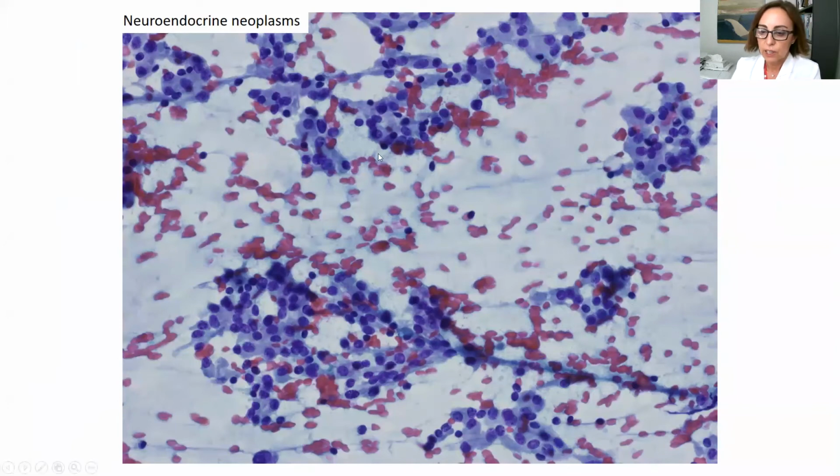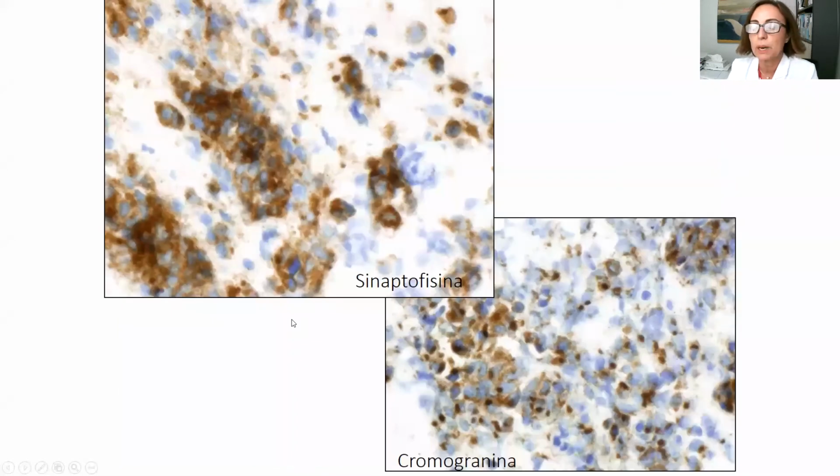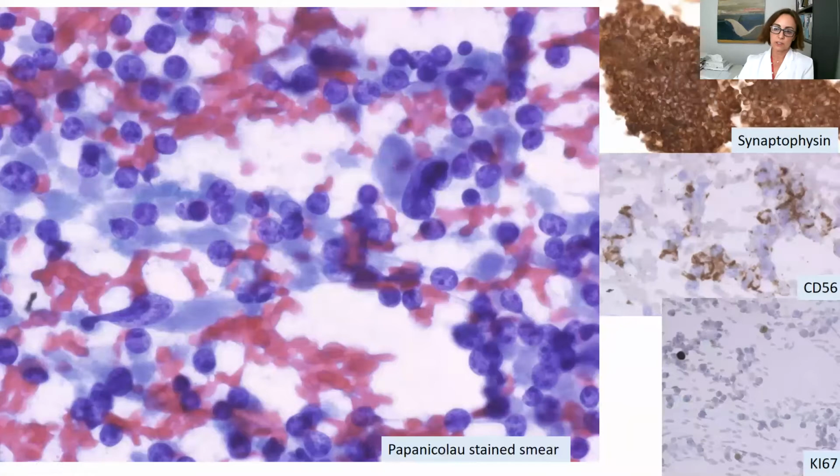And here is another neuroendocrine tumor with the cells at low power, but you can see this delicate cytoplasm here, and we have the help of immunocytochemistry. In this case, synaptophysin and chromogranin were positive, so the diagnosis is straightforward.